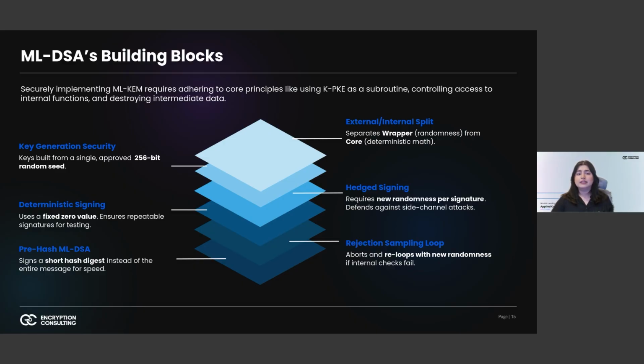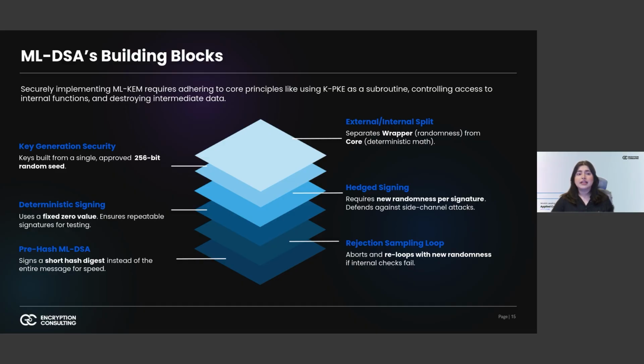Next, let's consider the two signing modes. The default is hedge signing, which is the gold standard for security. Hedge means we add a fresh random layer to every single signature. The system generates a fresh 32-byte seed for every signature and mixes it into the process. This acts as a powerful defense shield, jumbling the internal state to protect against sophisticated side channel attacks that try to reduce the private key.